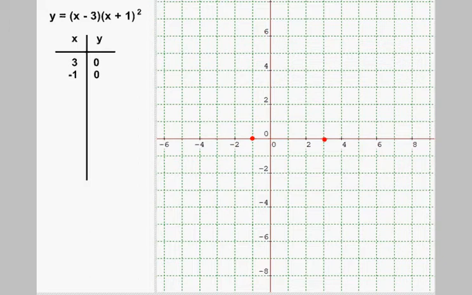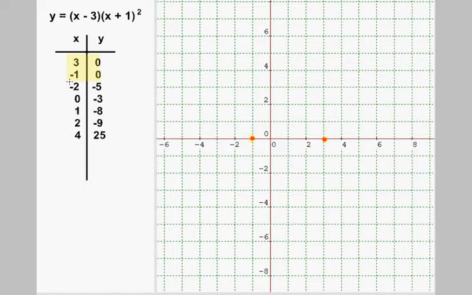I'm going to use the factored form y equals x minus 3 times x plus 1 quantity squared. Okay, we've already established the fact that 3, 0 is one x-intercept and negative 1, 0 is another x-intercept because these are the values of x that result in y equals 0. So we plot these 2 points, negative 1, 0 and 3, 0. Now we're going to need to find some more points on each side of each of these intercepts. So let's find some more points.